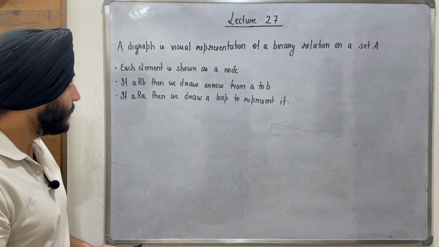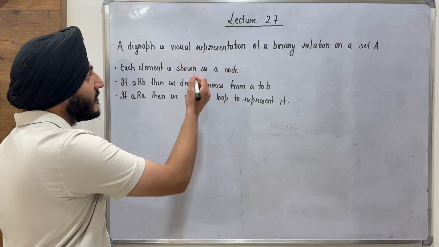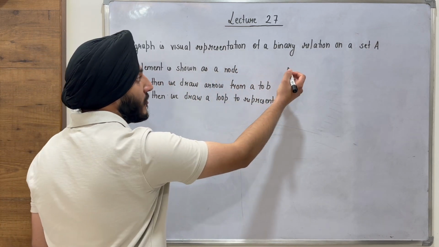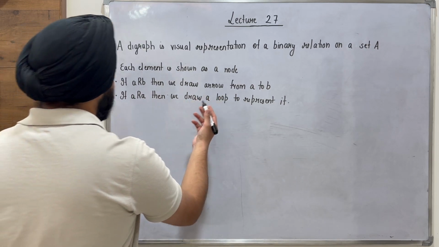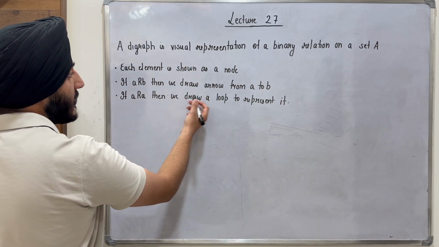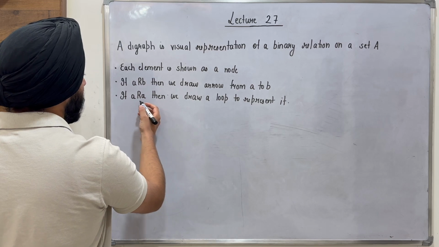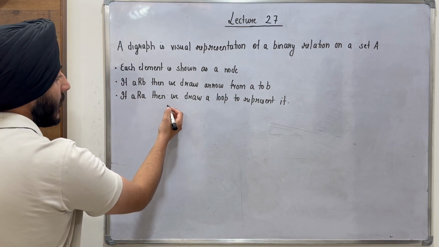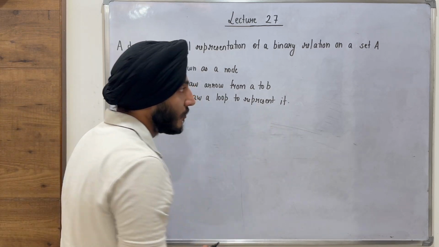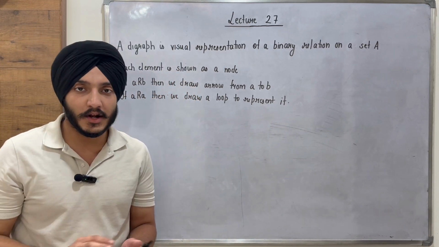Okay. So a digraph is basically a visual representation of a binary relation on a set A. So each element is shown as a node. If A is related to B, then we draw an arrow from A to B, and if A is related to itself, for example, if it's a reflexive kind of thing, then we draw a loop to represent it. So I hope you understand the very basics of it.